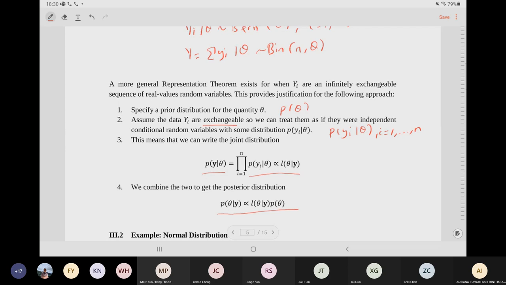But for the joint PDF, it must be a proper PDF. That's the difference between the joint distribution and the likelihood. The joint distribution is actually a proper PMF or PDF. The likelihood is not a PDF. That's why the likelihood is a proportionality.